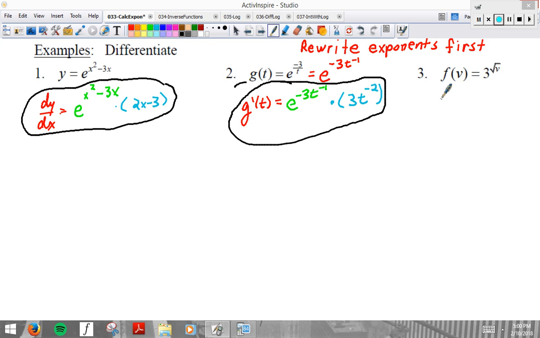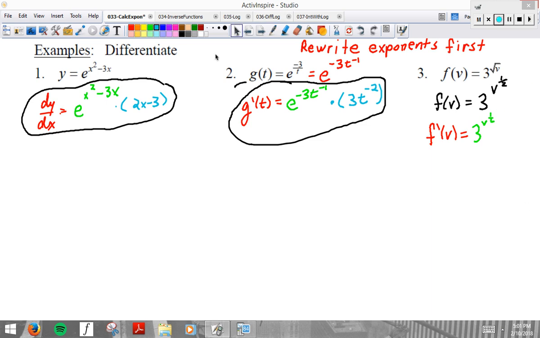We're going to rewrite that power first. What's the square root power? 3 to the v to the 1 half. F prime of v equals, copy everything down, same power and everything.